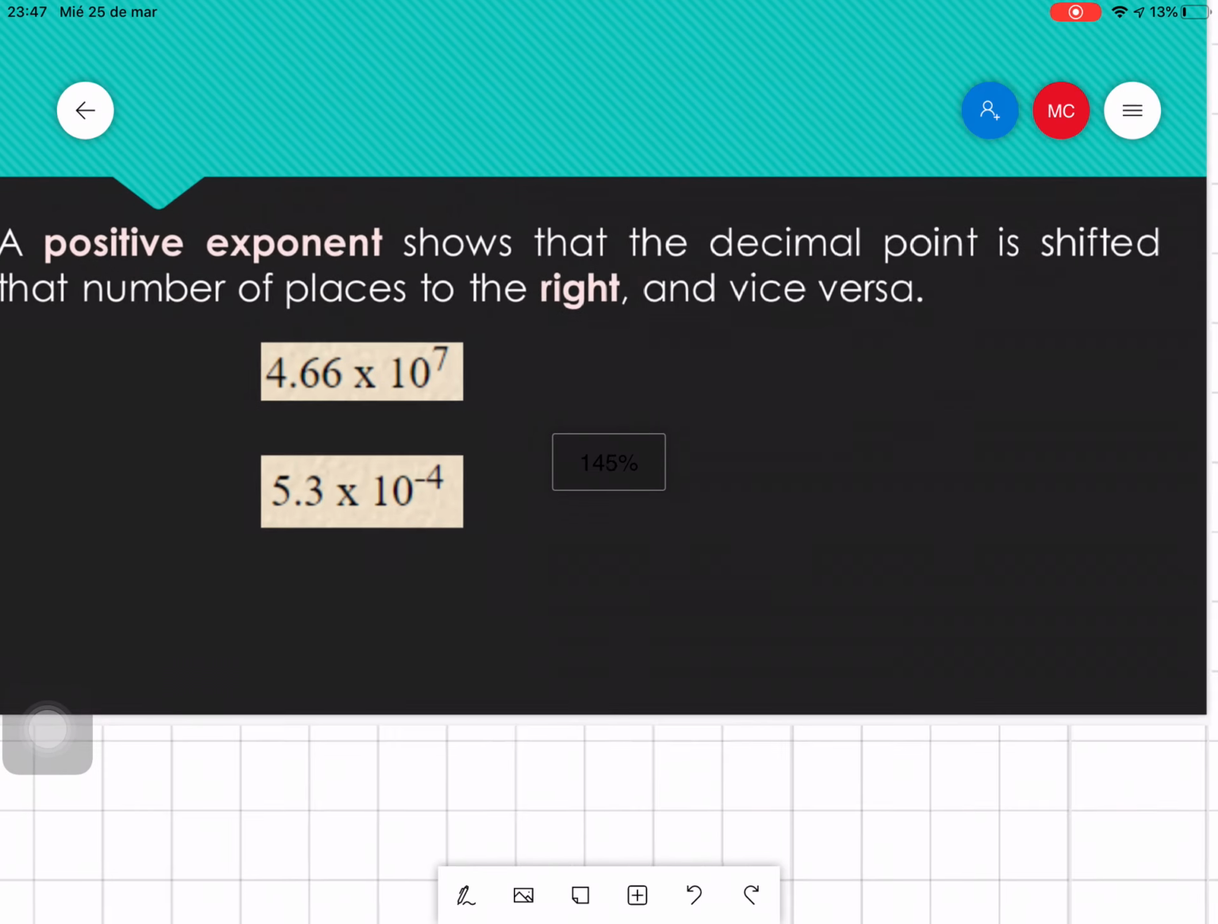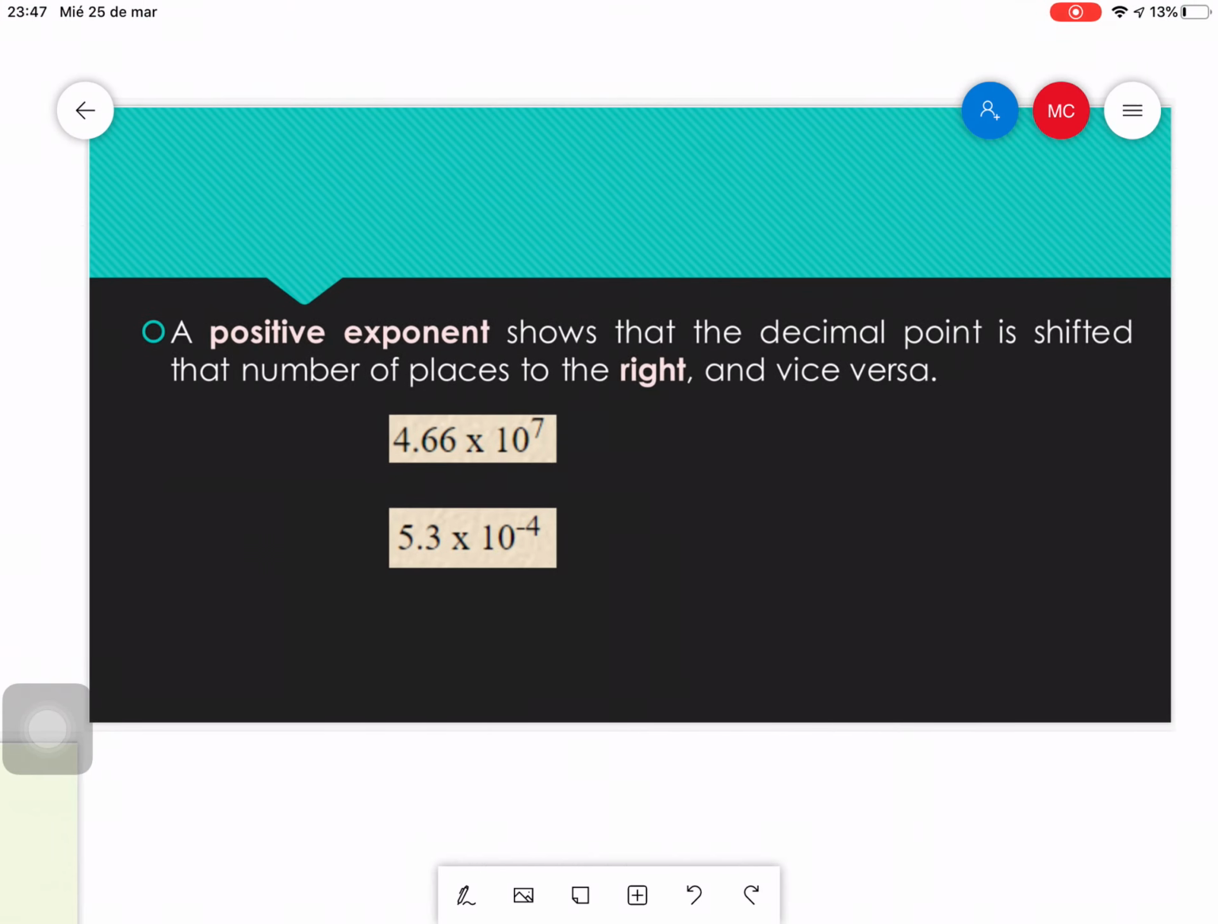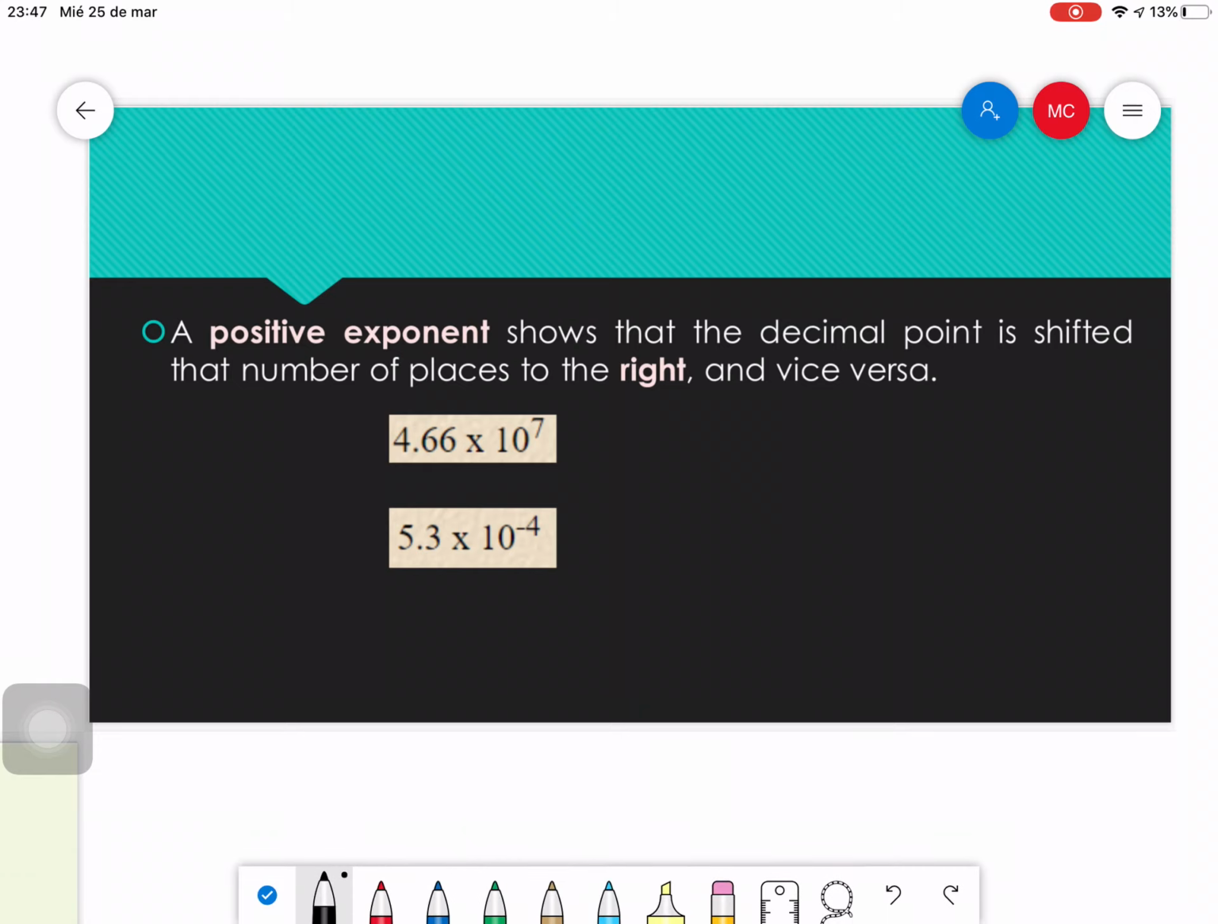Remember, you need to copy this slide. I said that you gotta copy 3 slides. Let's read what it says. It says, a positive exponent shows that the decimal point is shifted that number of places to the right and vice versa. What we just did. If I move to the right, my exponent is positive. If I move to the left, my exponent is negative.